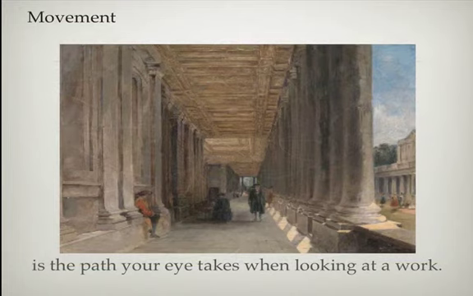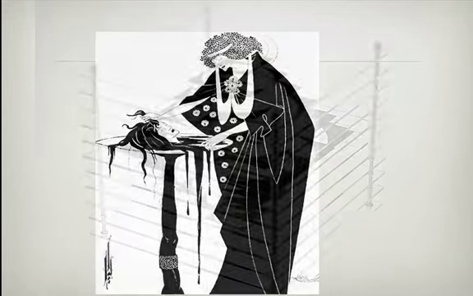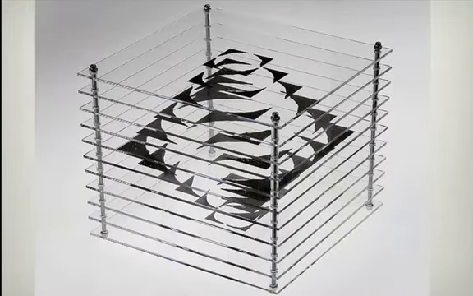Movement is the path your eye takes when looking at a work of art. See if you can see movement. The way your eye travels would be vertically on this image and again on this one.